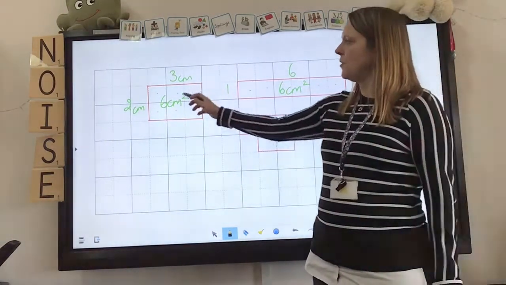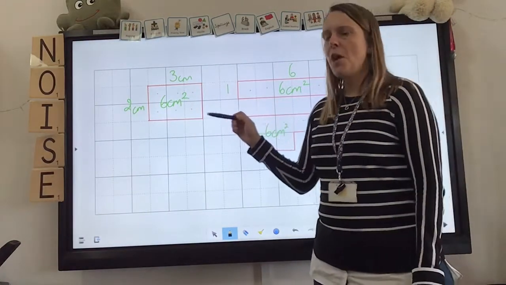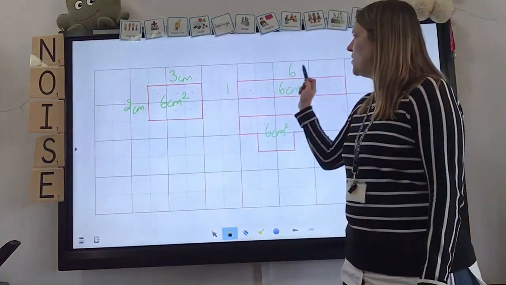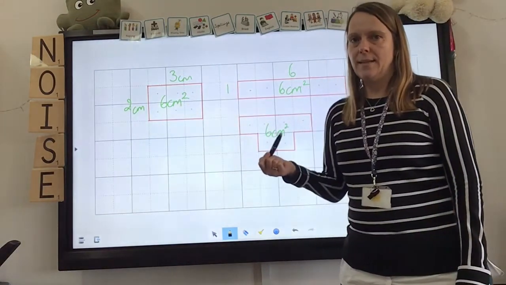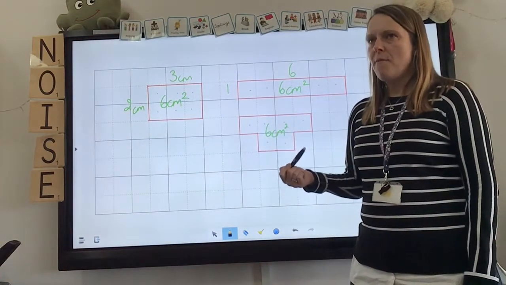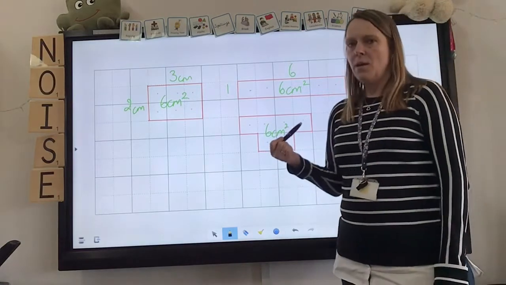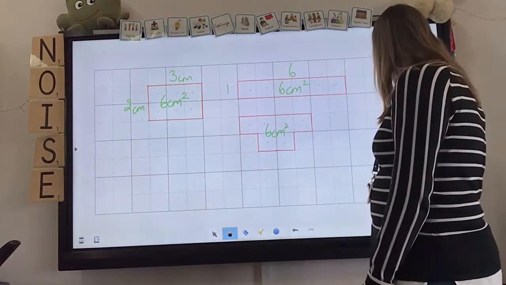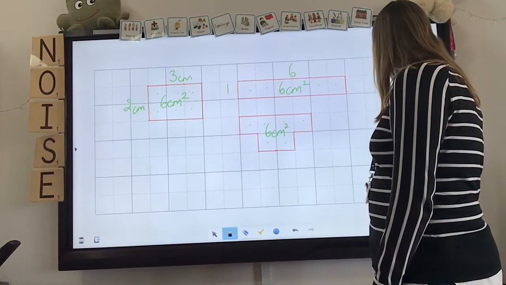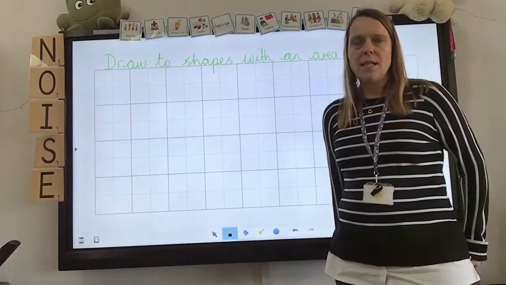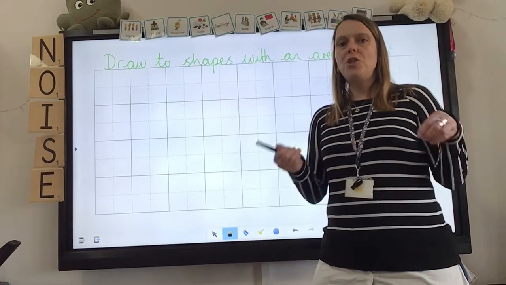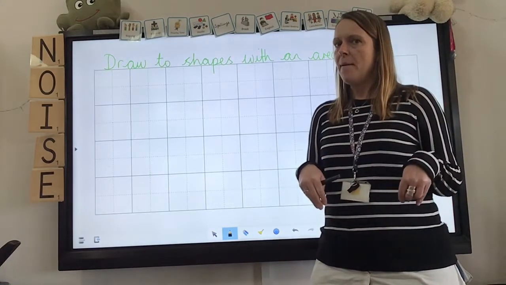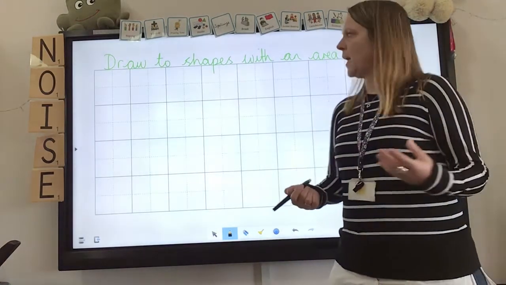Okay, so if we just focus on these two here, hopefully you notice that 2 and 3, and 1 and 6, are all factors of 6, okay? And we can use that information to help us answer questions relating to shapes. So quite often in a SATs paper or a test paper, you might be asked to draw 2 shapes that have the same area but that are different shapes, okay?